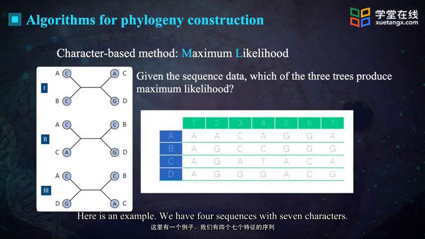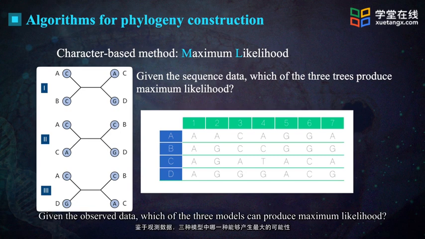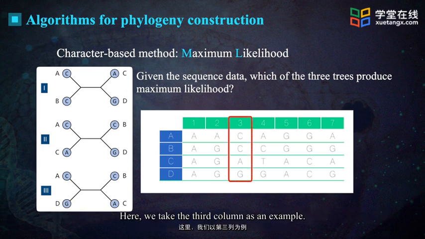Here is an example. We have 4 sequences with 7 characters. These different trees are proposed as competitive hypotheses. Given the observed data, which of the 3 models can produce maximum likelihood? Here we take the third column as an example.